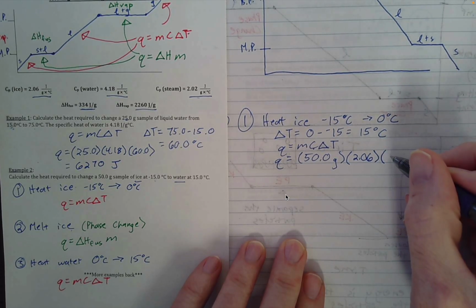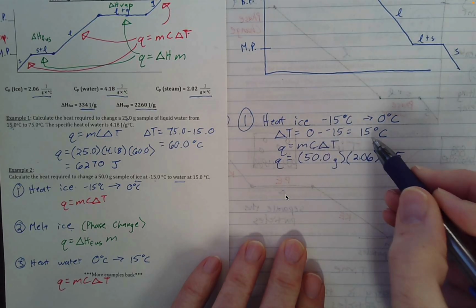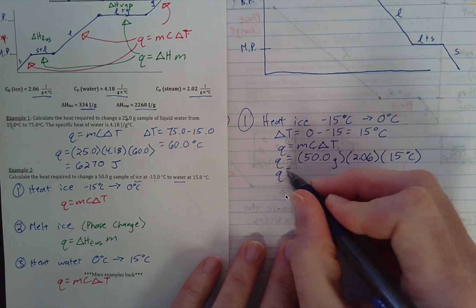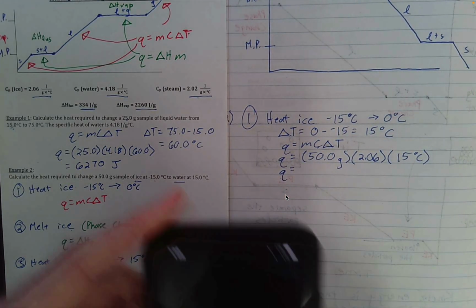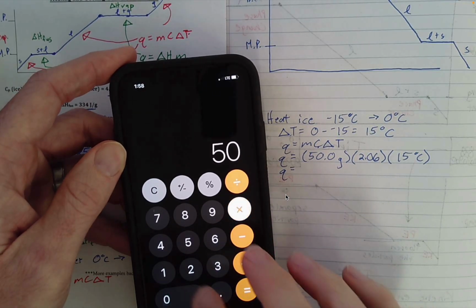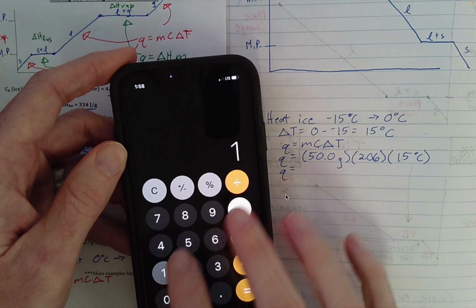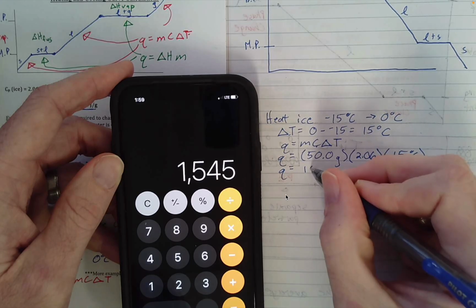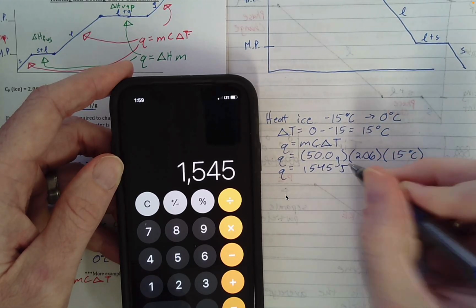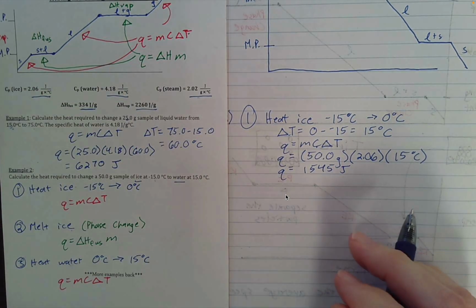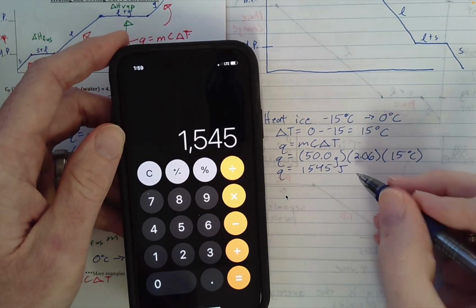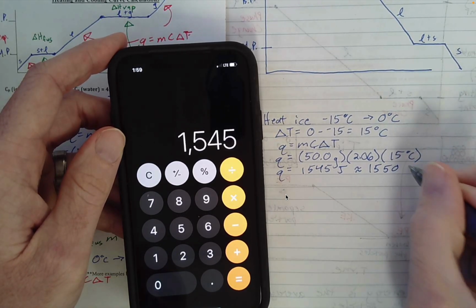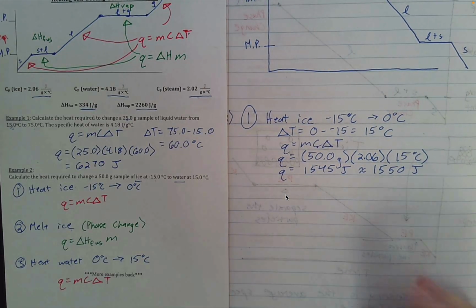And we are going to increase the temperature. We said the change in temperature was 15 degrees Celsius. All right, so Q is equal to 50 times 2.06 times 15. And that's 1,545 joules. Keeping 3 sig figs? Yeah, 3 sig figs. So 1,550 joules. Okay. All right.